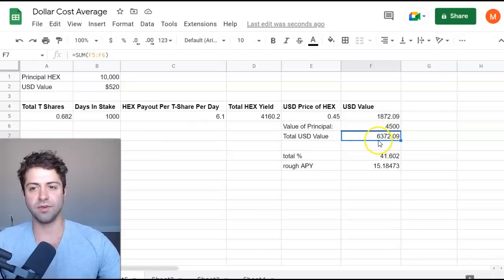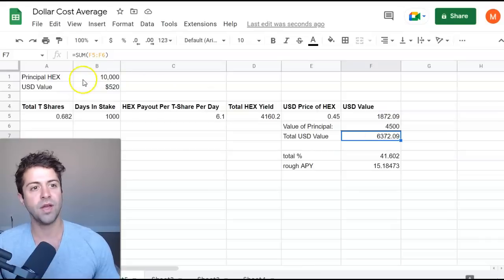You just add these two numbers together and you get the total USD value of your stake at the end of the stake. So right now that's 6,372 bucks that you made from yield and principal combined off of a $520 initial investment off of a very simple 1,000 day stake.